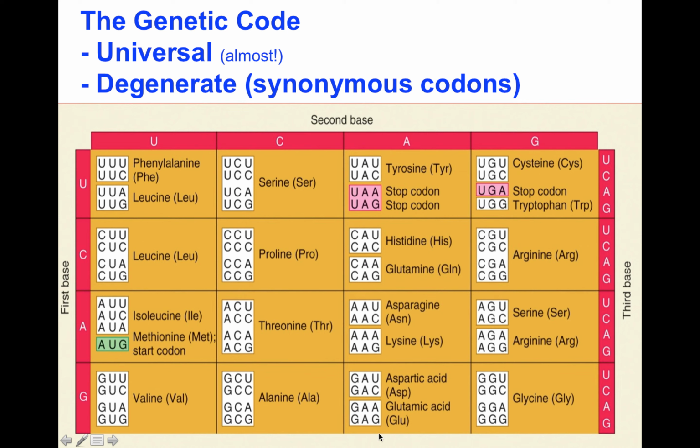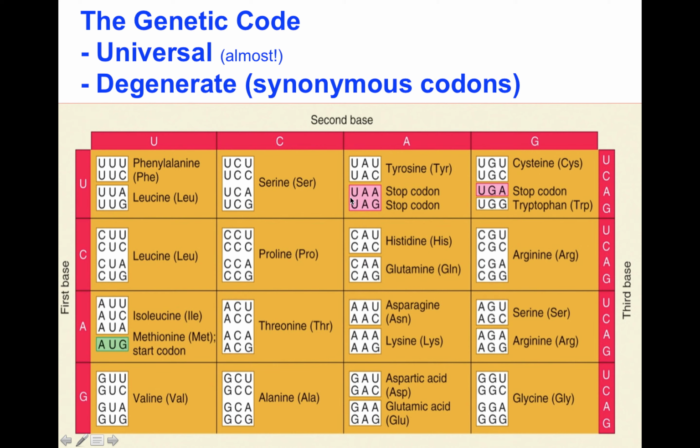So if you look at this table, you'll notice that the code is universal, almost, and that the code is degenerate. There are synonymous codons, like we just looked at for serine. Phenylalanine has these two. Leucine has these two. Actually, leucine has these six. Isoleucine has these three. Methionine has only one. The AUG is the only codon for methionine. It's also the start codon.